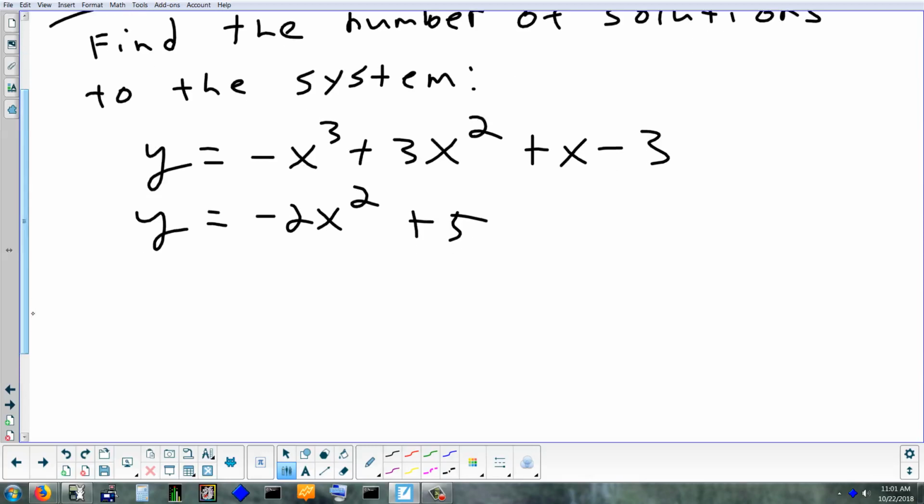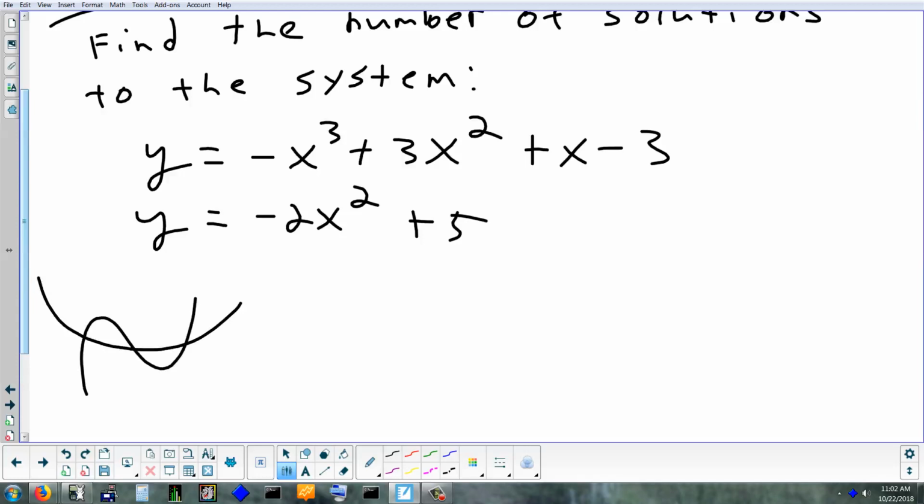So if you remember cubic, how many turns can a cubic graph do? It can cross the x-axis 3 times, but it can't turn 3 times. Anyone remember how many times it can turn? Yep. Turn twice. So if I'm picturing a cubic, all right, could look something like that. A parabola could look something like that. So I'm thinking at most it could cross each other 3 times.